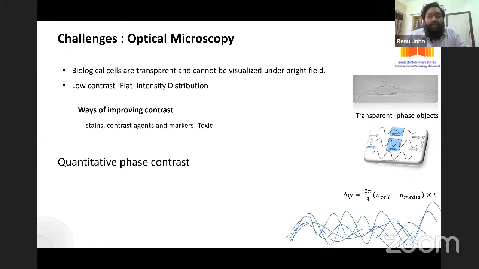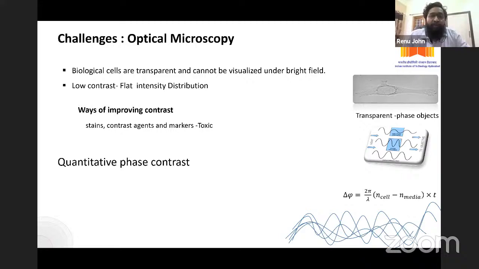So it won't create much amplitude contrast, but it actually modulates the phase of the light that is passing. You can see in the image that as the light passes through this difference in refractive index, it is just modulated in phase. So how do we really visualize this phase?